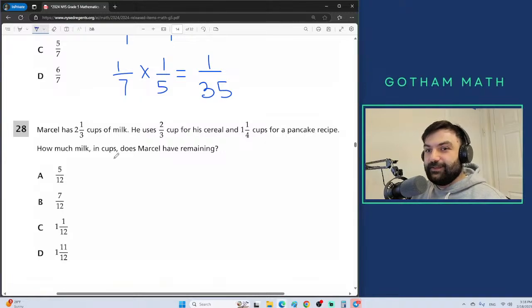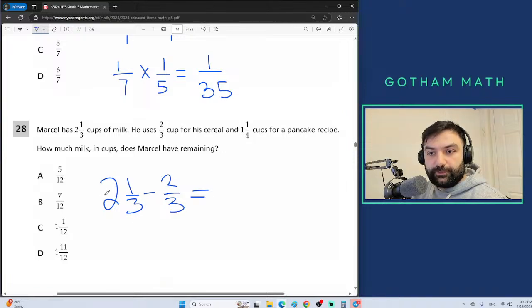All right. So Marcel has 2 1/3 cups of milk. He uses 2/3 cup for cereal and 1 1/4 cups for a pancake recipe. How much milk in cups does Marcel have remaining? Okay. So don't we just have to do subtraction? 2 1/3 minus 2/3. What is it? So we cannot do 1/3 minus 2/3. We have to borrow, right? From 2. 2 will become 1. And we're going to have to add 3 to the numerator. So now it's going to be 4/3 minus 2/3, which is going to be 2/3.